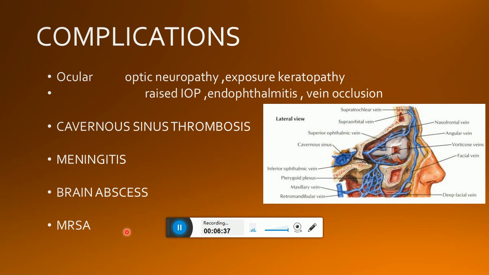The ocular complications include optic neuropathy. It can cause exposure keratopathy, raised intraocular pressure, it can lead to endophthalmitis and vein occlusion, central retinal artery or vein occlusion. It can cause cavernous sinus thrombosis, and subperiosteal abscess, most frequently located along the medial orbital wall. The intracranial complications are uncommon, in 3 to 4%, but extremely serious and include meningitis and brain abscess.